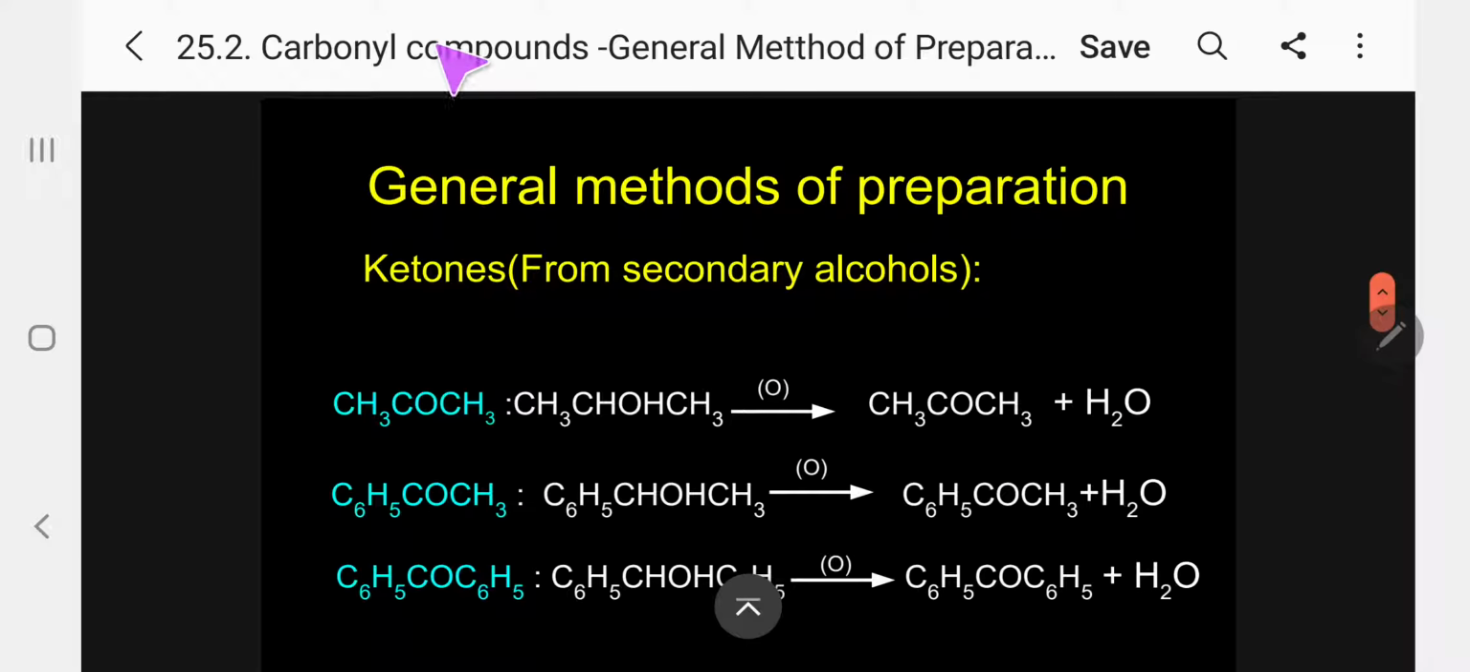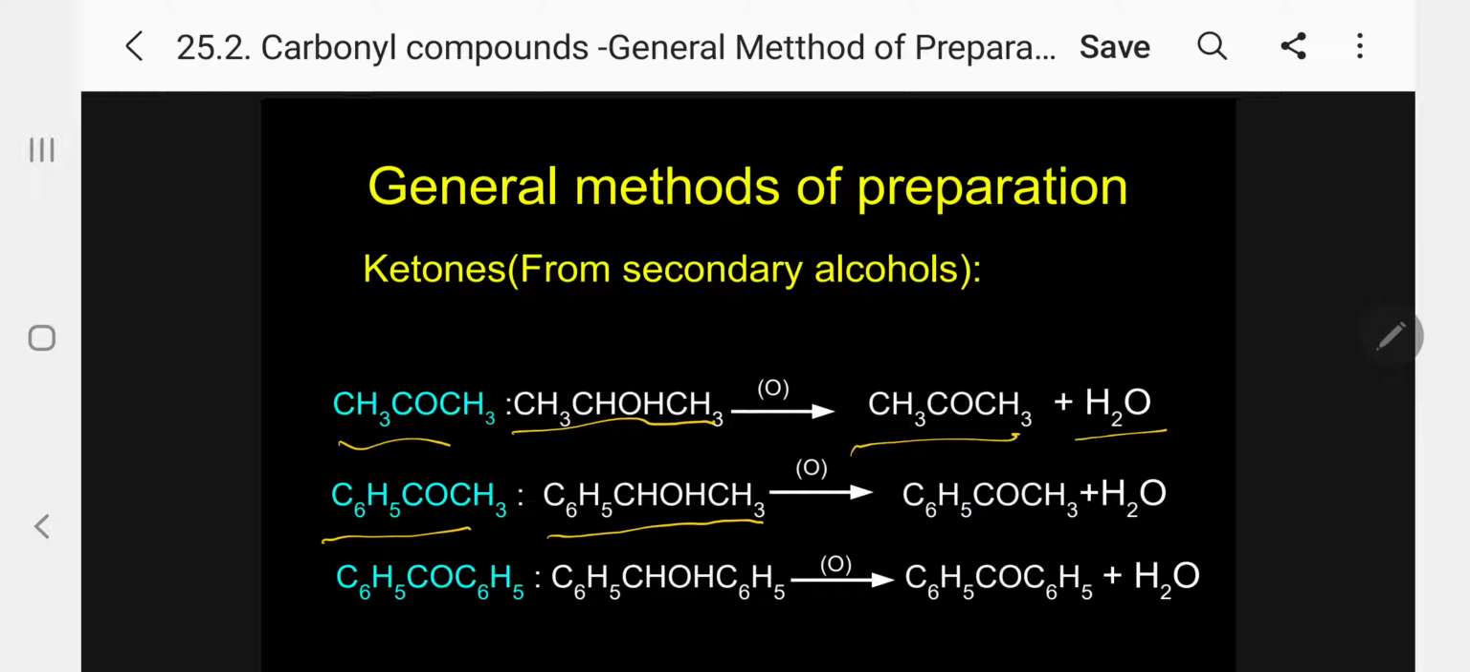In the same way, if you take a secondary alcohol, with controlled oxidation you get a ketone. This is acetone, so the corresponding alcohol is 2-propanol, which on oxidation gives acetone and water. Kindly follow. In the same way, for acetophenone the corresponding alcohol is 1-phenylethanol, which on oxidation gives acetophenone and water.